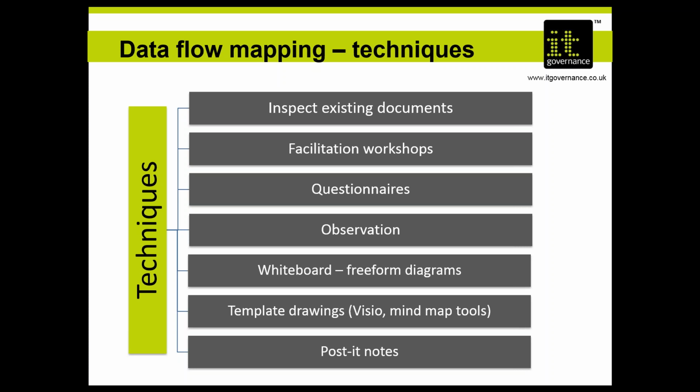You might do a data flow with post-it notes or on a whiteboard where you can talk to members of the team and say, what happens to this piece of data next? Where does it go next? Who sees it? You can do it with mind map tools, template drawings. They're all techniques which you can use to map data.